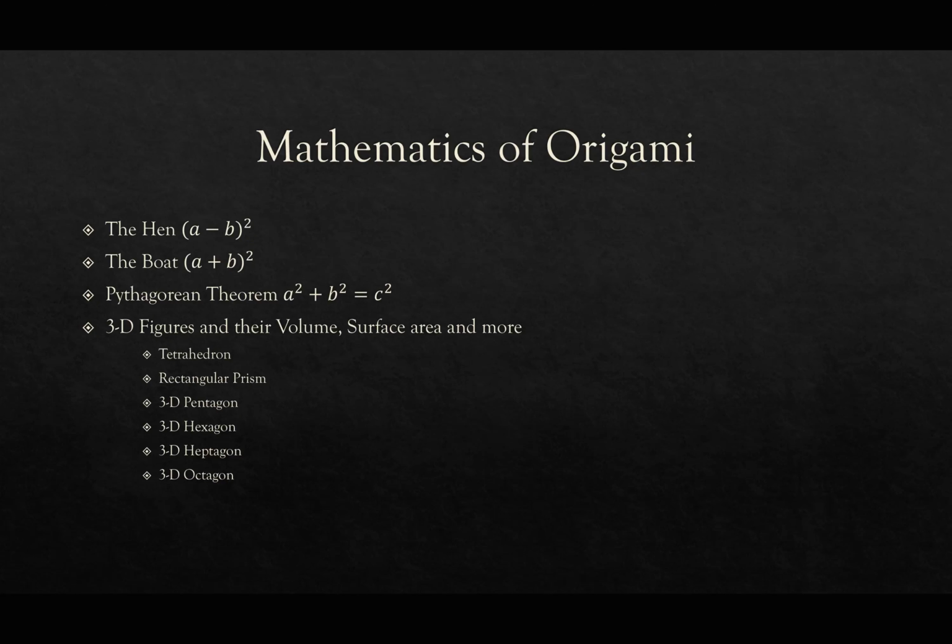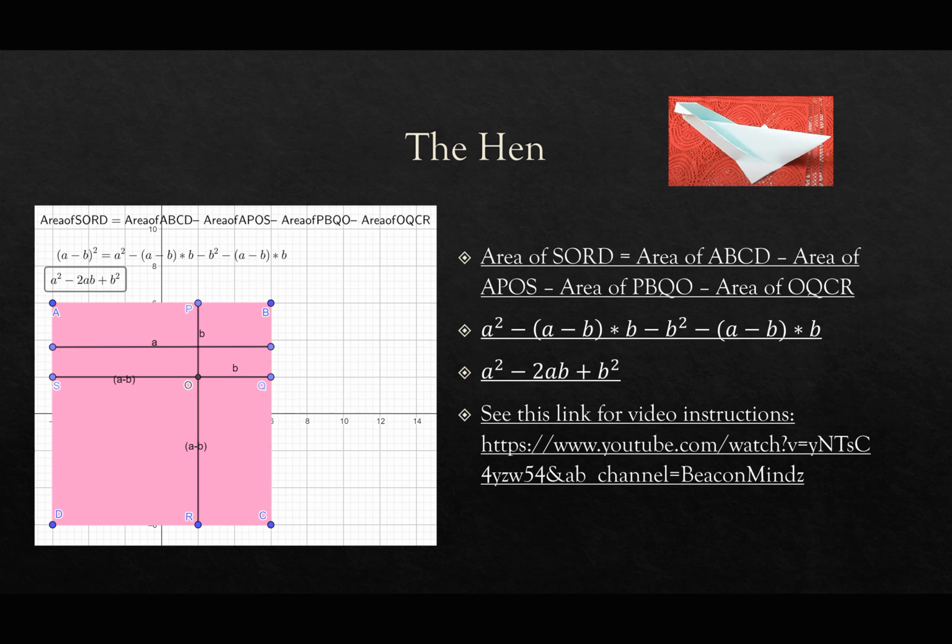And hi there. My part of the presentation involves the mathematics of origami, and I'm going to cover the special products which are in origami covered with the hen and the boat. We're also going to talk about the Pythagorean theorem in terms of the design of the folds and the 3D figures with respect to volume, surface area, and other measures you can take. And I use GeoGebra to prove these. So I'm going to begin with the hen.